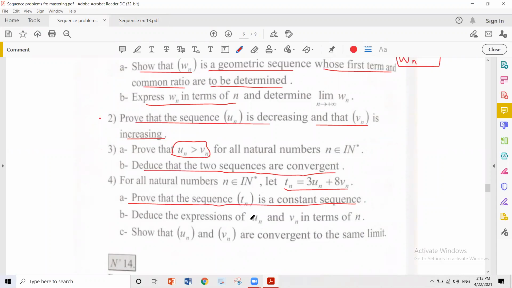Deduce the expressions of un and vn in terms of n. How to find the constant? I mean, deduce the expressions of un and vn in terms of n.